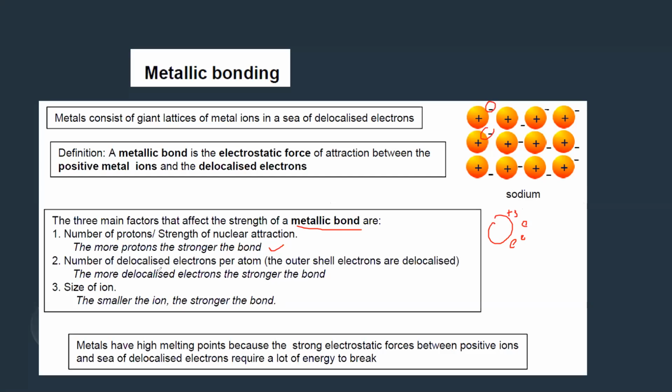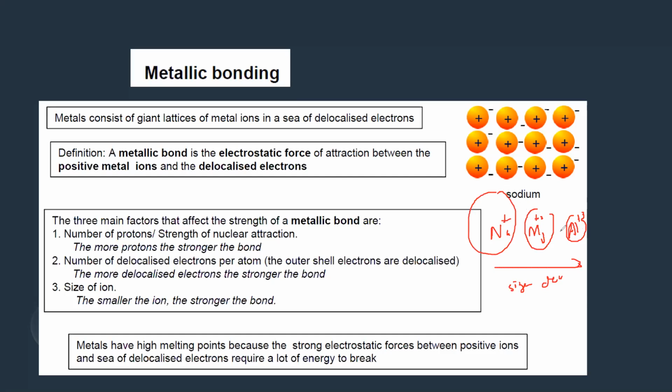And size of the ion. The size of the positive ion should be smaller, so it can attract the electrons easily. That's why, when we compare the size of the aluminum ion, magnesium ion, and sodium ion, these are all isoelectronic because they have 10 electrons. But the size decreases. Aluminum is smaller than magnesium, and magnesium is smaller than sodium.